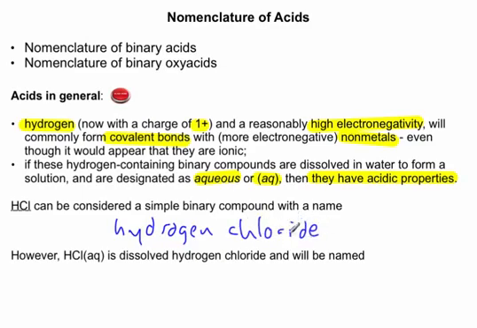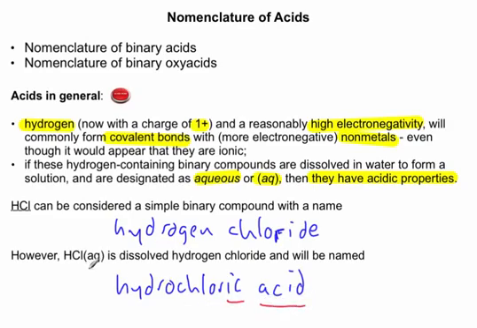But if we add the aqueous symbol AQ, it means it's dissolved and now it has acidic properties, so we're going to call it an acid. And you've heard of this acid before for sure, hydrochloric acid. And so that's the new bit, the ic acid. So aqueous or acidic binary compounds get a name change, and that's how the ending is dealt with.